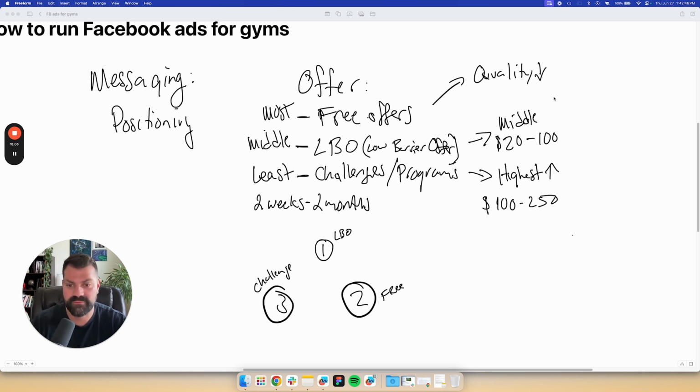Now, what I would do is I would run the first LBO for as long as you can, right? And I would say, again, if you can get away with it for 2 months, great. Do it for 2 months straight, as long as it's producing great results and you're getting members. That's all that matters, and that you're profitable, right? And then I'd go to offer number 2, do the free offer for a little while, and then offer number 3, do the challenge for a little while, and then offer number 1 again. We're going to go back to number 1 and run that as your offer. So you're kind of cycling between these, and this entire process takes typically between 3 to 6 months.